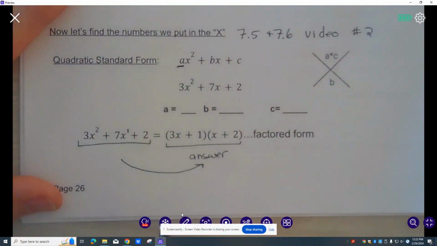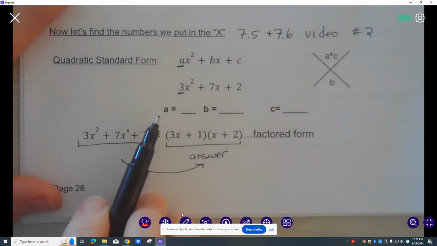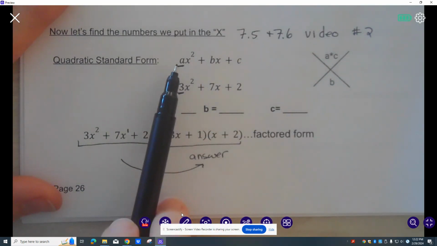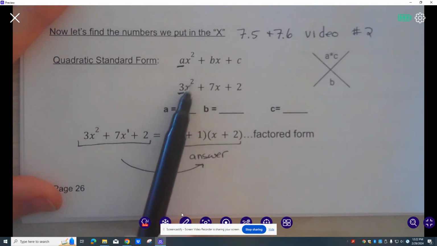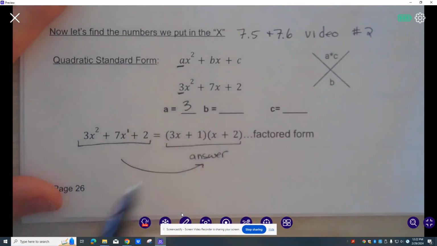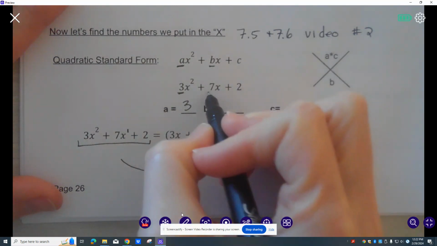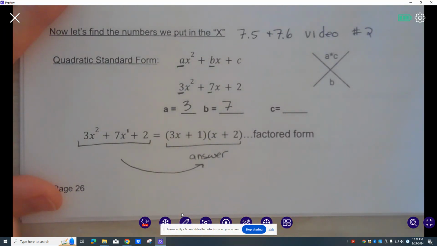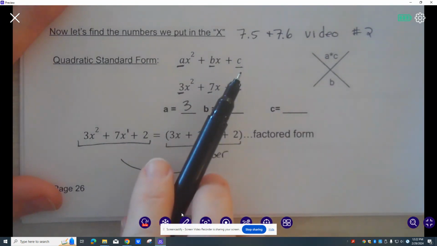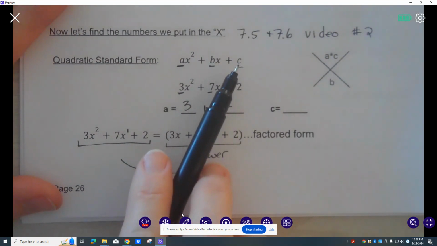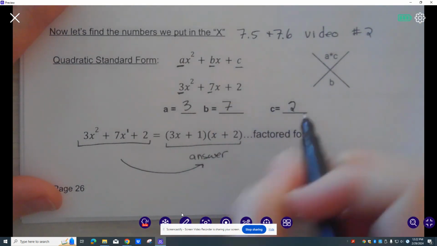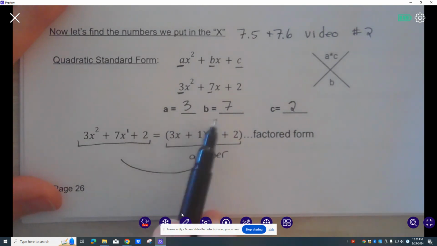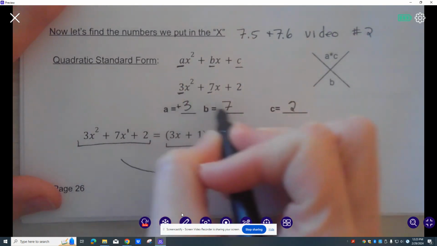The number, or the coefficient, in front of the x squared is what we call the A, because in standard form it's ax squared plus bx plus c. So A is the coefficient of the x squared. In our example, A is 3. B is the coefficient of the x. In our example, B is 7. C is the constant term, which makes sense. C, constant, that's what I like to call the plain old number hanging off the end, and that is 2. In this example, they're all positive, so I didn't put any signs in front of them, but you could put plus.